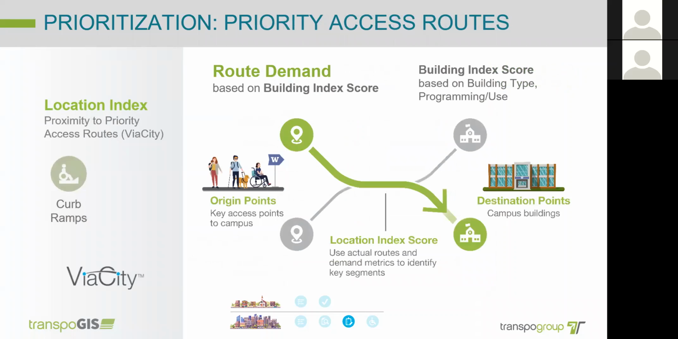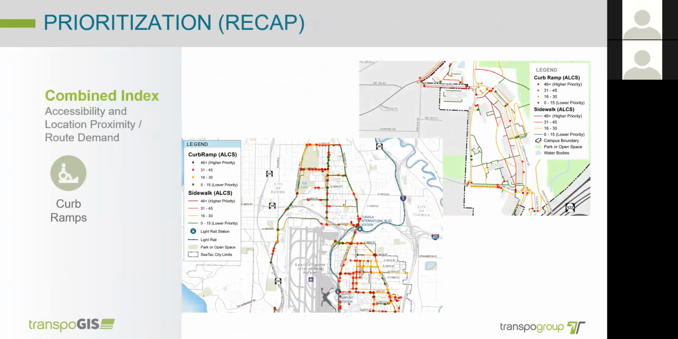Another thing for on-site work is that you could use a route demand analysis instead of that proximity to pedestrian generators. Basically, if you have building uses that pull more pedestrians down a route, that's another way to prioritize those access routes. And at the very end, you get the combined index score that gives you a good heat map, a visual of, hey, those are areas that we might want to look at.